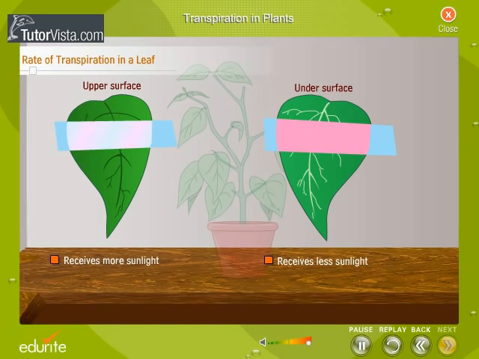The upper surface gets more sunlight, and the plant would lose most of its water if the number of stomata on both the surfaces were the same. Though transpiration is essential for plants, they also adapt themselves to minimize the water loss through transpiration.